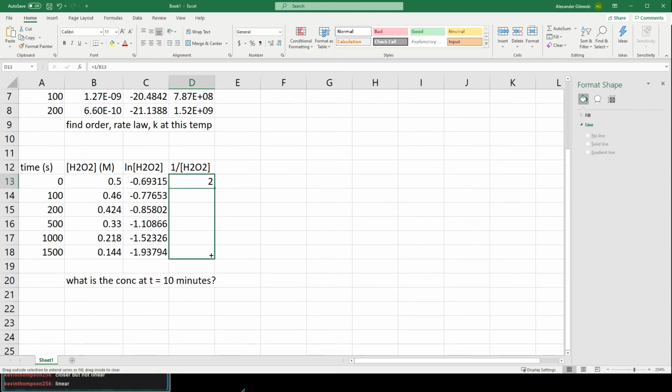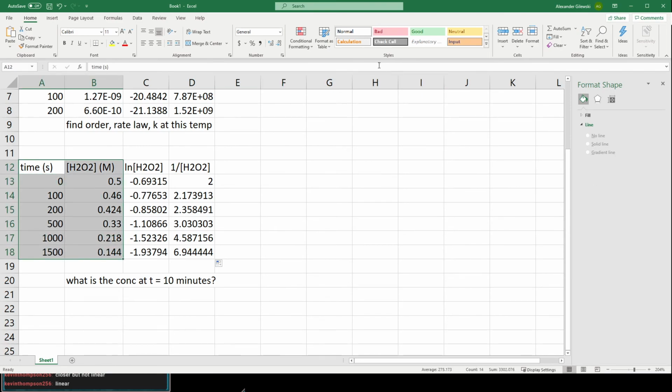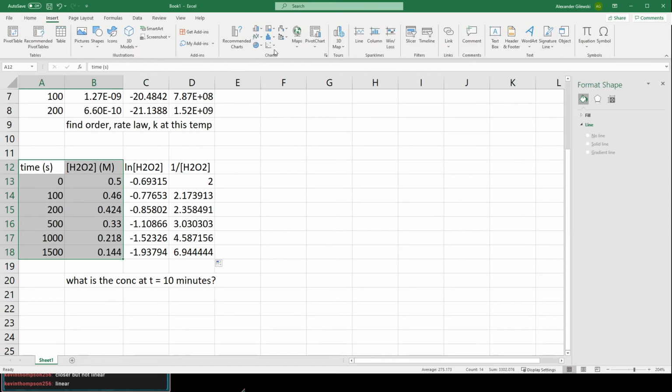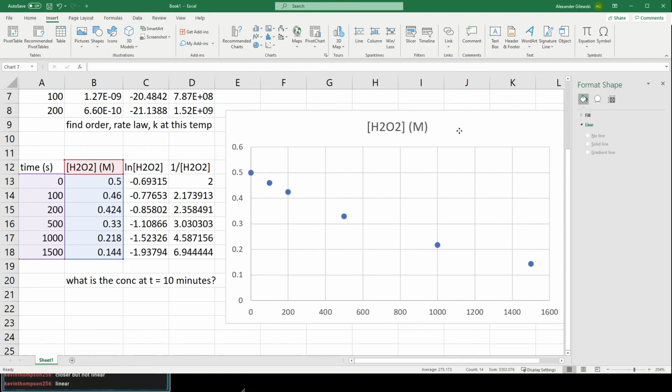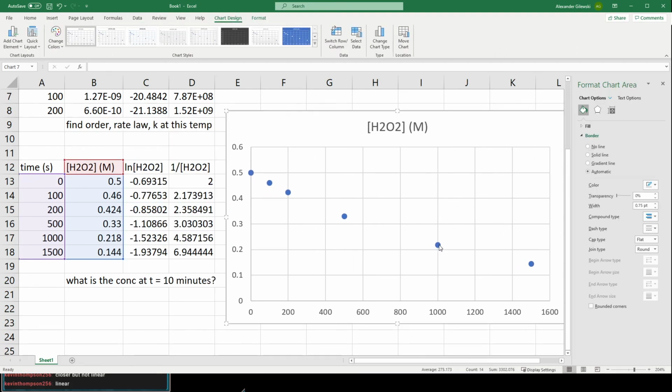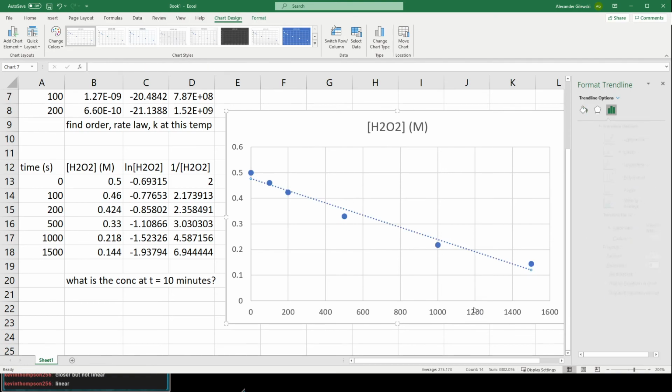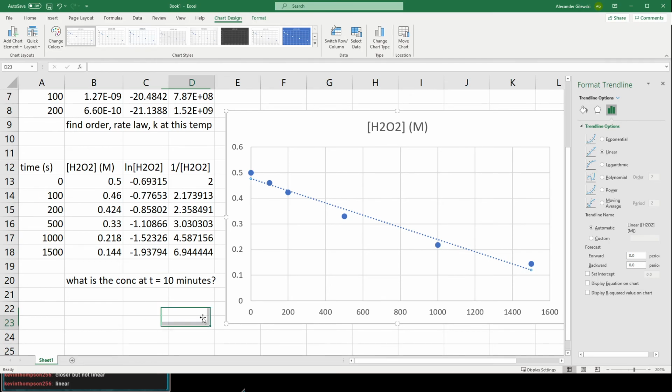Okay, we now have all the numbers we need. Let's go ahead and compare them. So we'll go insert charts. We'll choose our scatter plot. That's interesting. Is that kind of linear? Let's see. We can add a trend line. It's kind of sloppily linear. Maybe. Let's go ahead and look at the other two just to see if we get better results by comparing them.